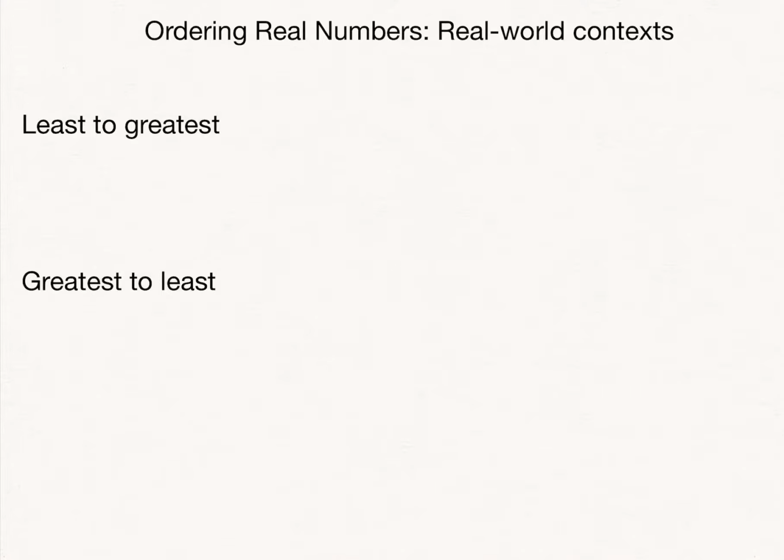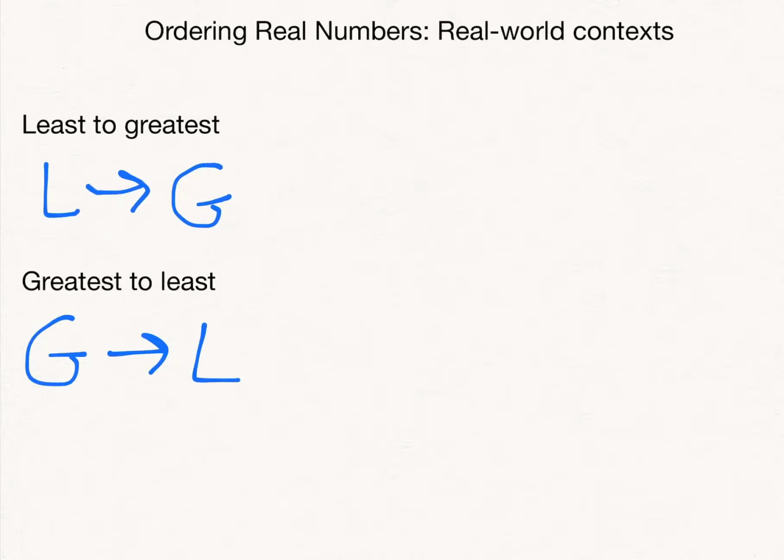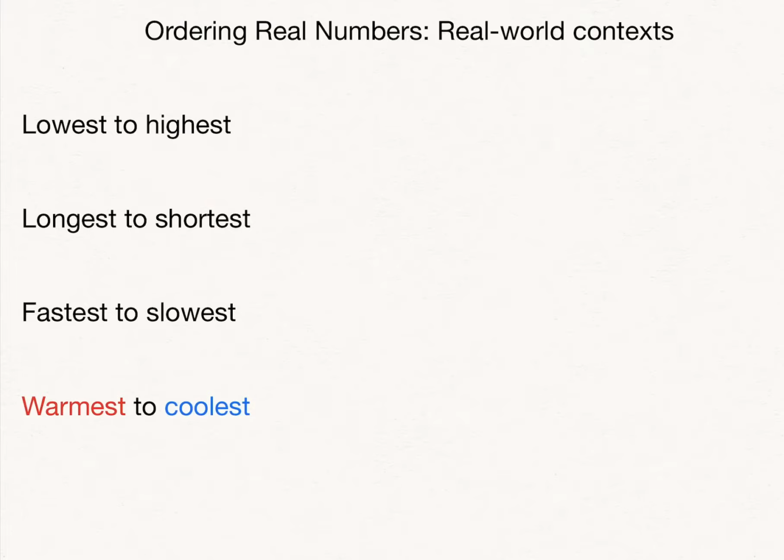Hey guys, you've previously watched some videos about ordering real numbers, so you should be very familiar with the terms least to greatest and greatest to least. Sometimes we write L to G and G to L when labeling least to greatest or greatest to least. But in real world context, sometimes we see these words given to us differently. So we're going to look at a few of those.